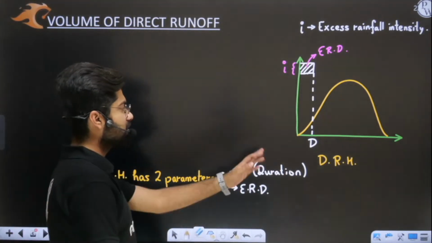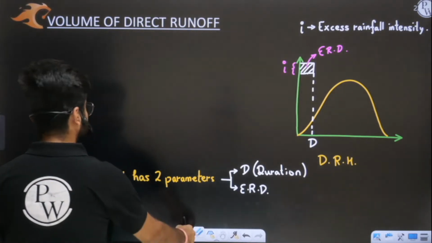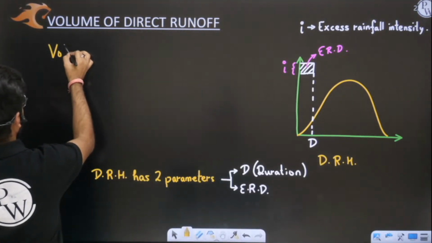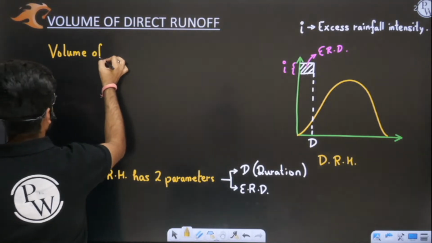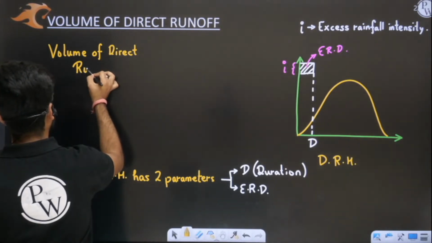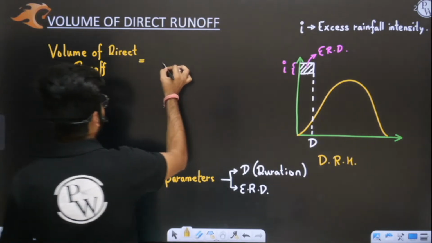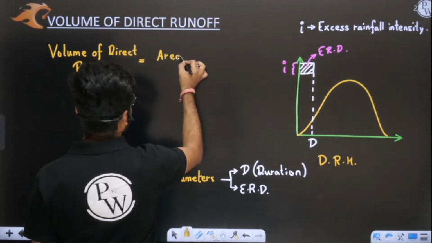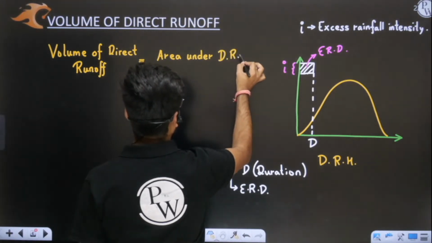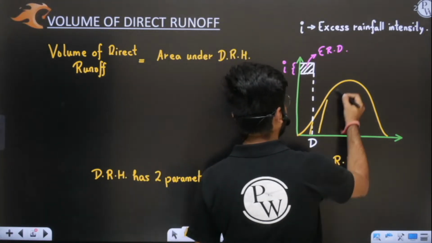So this is your DRH. Now how will I find the volume of direct runoff? The concept is a very important concept. See, the volume of direct runoff, or the quick flow, which runs off quickly and reaches the outlet immediately after the rainfall, just within a day or two, is evaluated by simply finding the area under the direct runoff hydrograph. This area, we can find it with the help of integration.